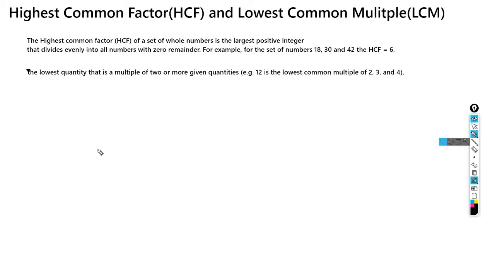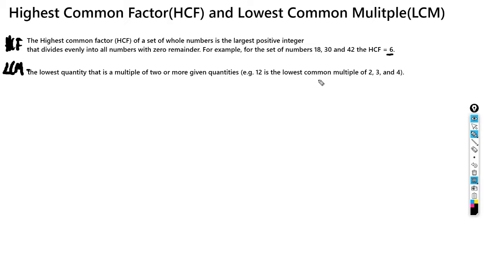Also known as HCF and the LCM. Now, the two definitions are here. The highest common factor of a set of whole numbers is the largest positive integer that divides evenly into all numbers with zero remainder. For example, for the set of numbers 18, 30, and 42, the highest common factor is 6.